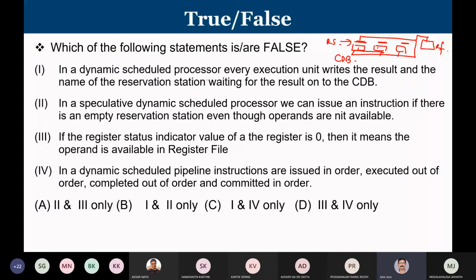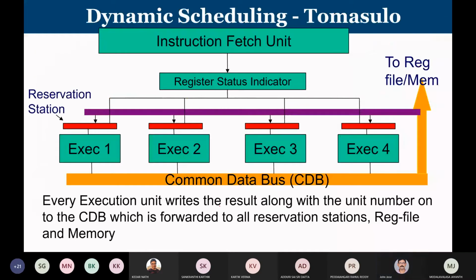Now, in a dynamic scheduled processor, you can have the issue in order and the execution can go out of order, and as long as you are waiting for operands, the issued instruction waits in the reservation station. The statement is: every execution unit writes the result and the name of the reservation station waiting for the result onto the CDB. So this is how it looks. Every execution unit writes the result along with the unit number onto the CDB. This is the reservation station and this is the functional unit.